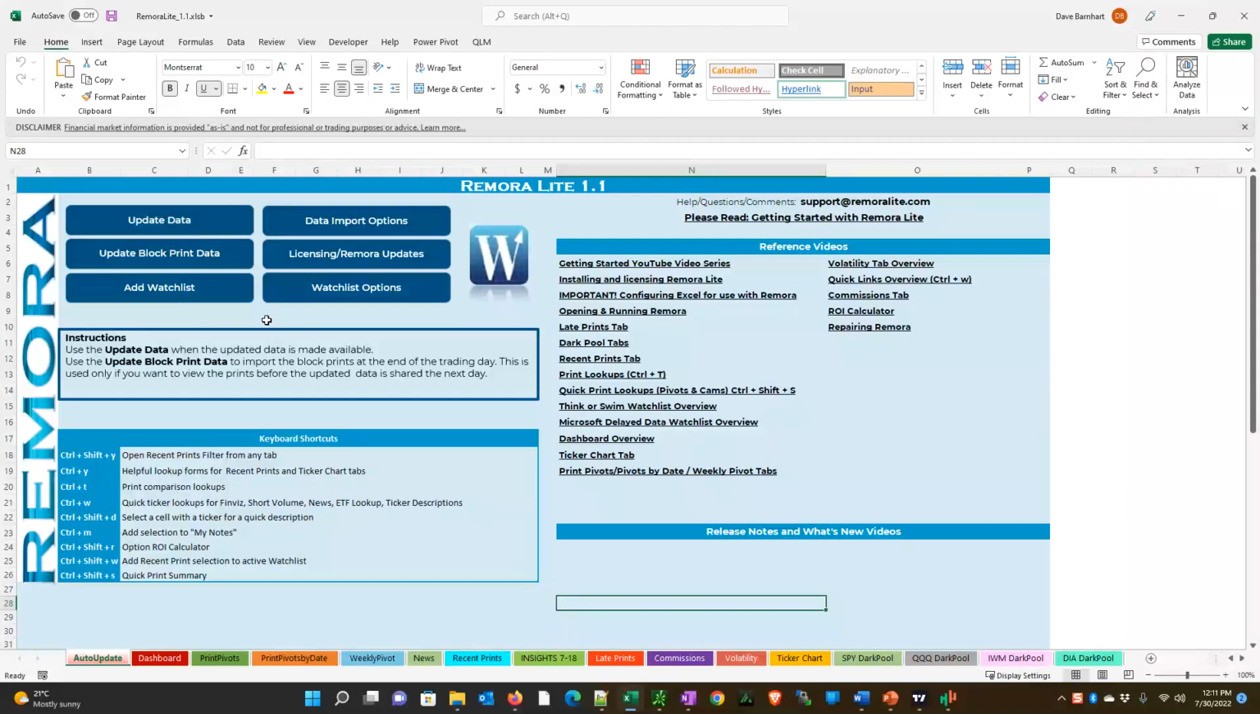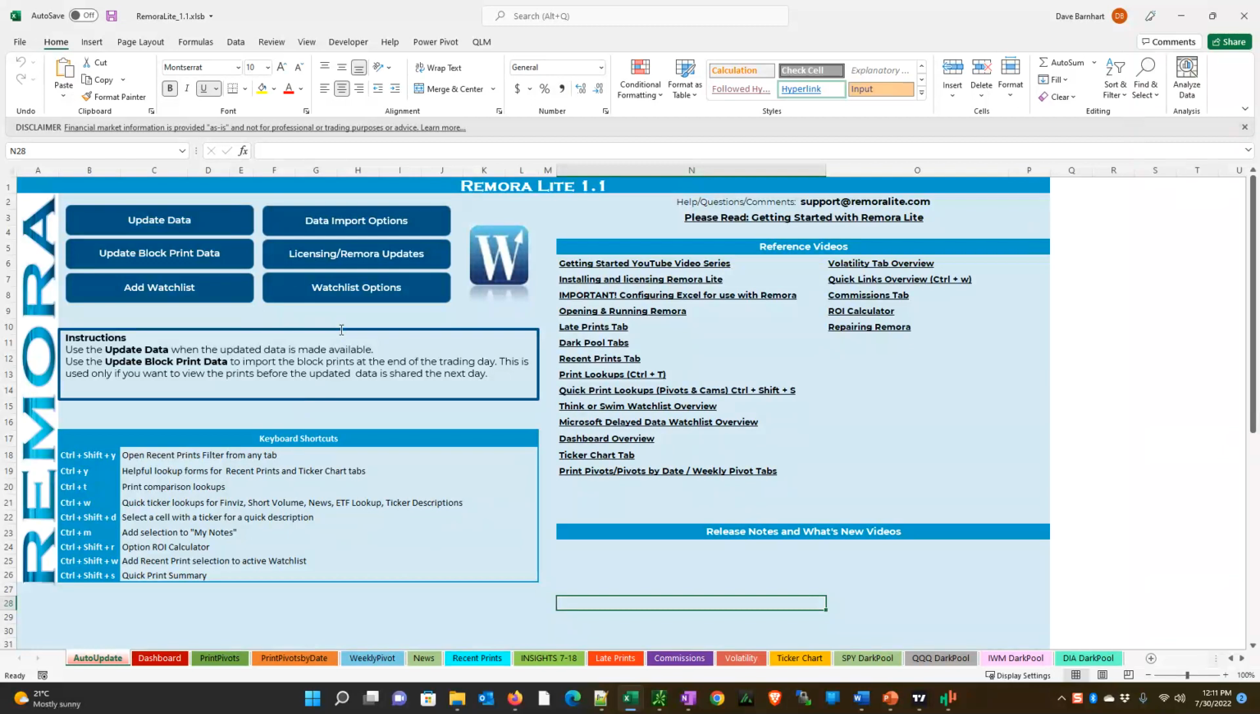The dark pool data is available every morning. And so we choose the update data button. What happens is it reaches out to the server and gets all of the updated data and late prints and all of that sort of stuff. And so everything is current and fresh.